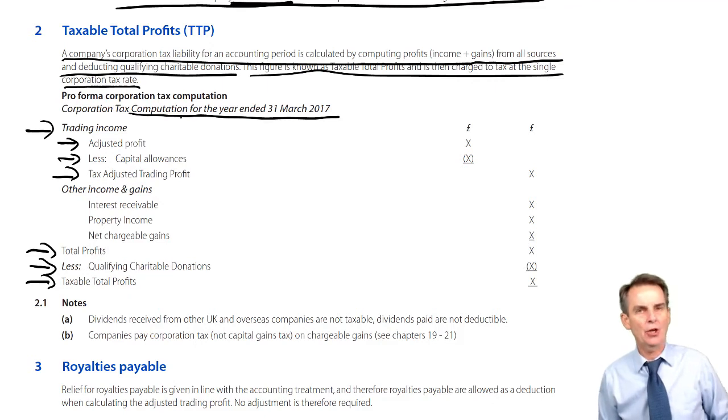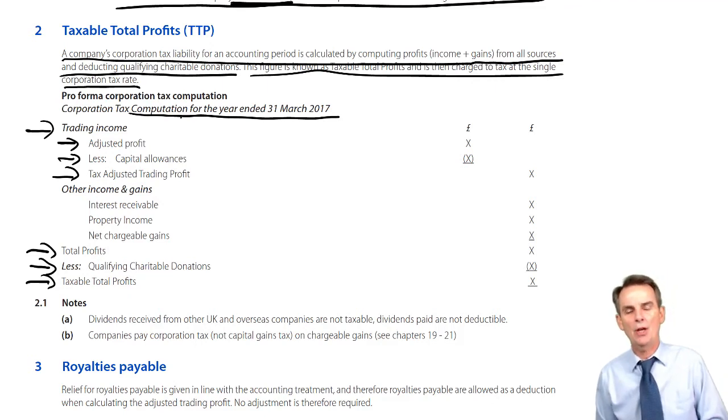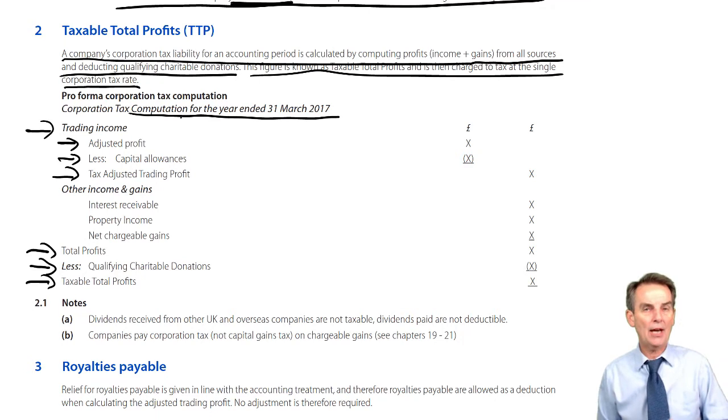So those exercises on adjustment of profits and capital allowances may be set in the context of either the unincorporated trader, an income tax problem, or an incorporated trader, a corporate tax problem. You need to be able to deal with them both.